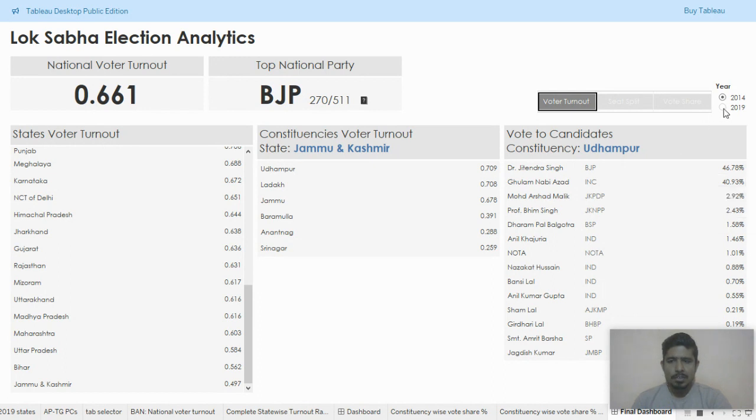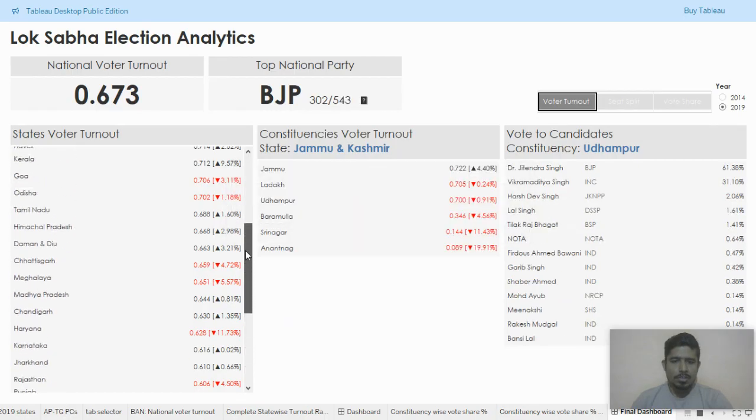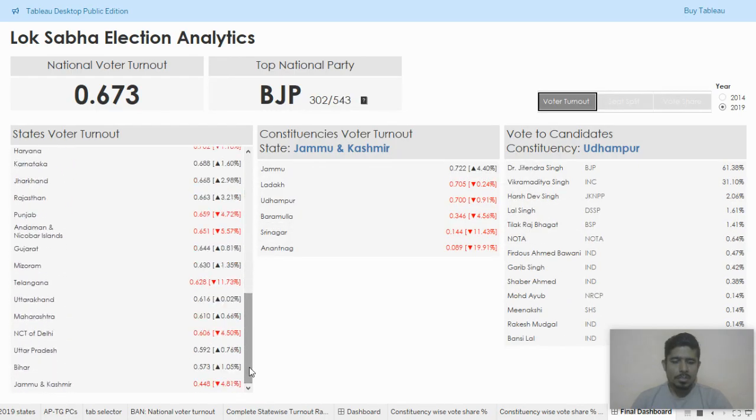If I click on to 2019, so apart from 2019 voter turnout ratio, I am also able to see how much this 2019 voter turnout ratio value is up or down in comparison with 2014 data. As the tooltip reads, Jammu and Kashmir's voter turnout ratio for 2019 election is 0.448, which is down by 4.81% in 2019 as compared to 2014.